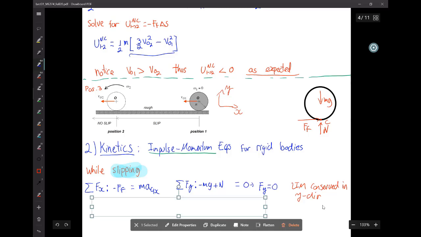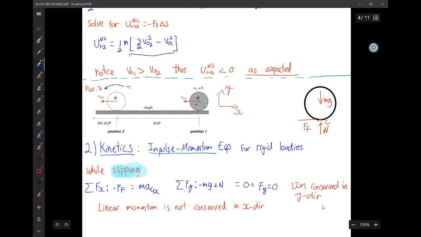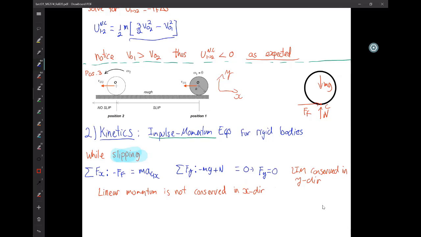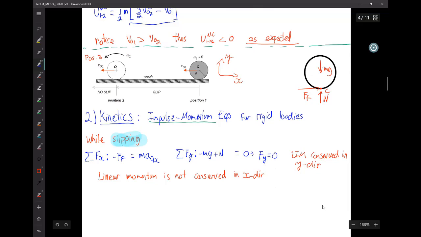Okay, so what do we learn from here? Just very similar to what we did with particles, that in one direction, because the forces are 0, linear momentum is conserved, and in the other one, we have forces, so we cannot really say that the momentum is being conserved. Now, let's look at the angular momentum for that part when we have slipping. So for the angular momentum, we need to use the angular impulse momentum equation, right?